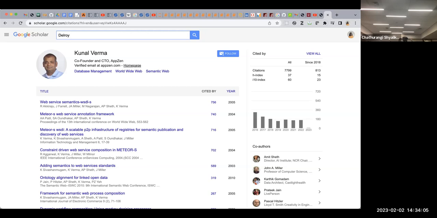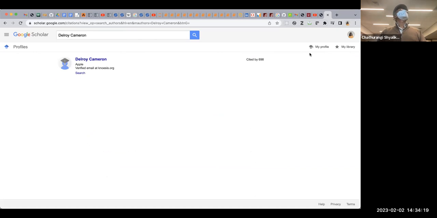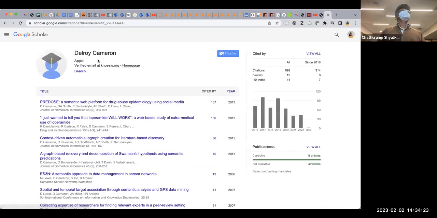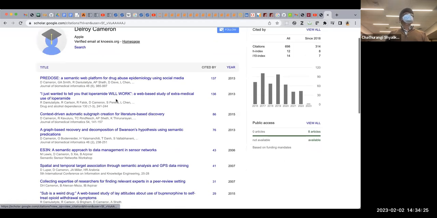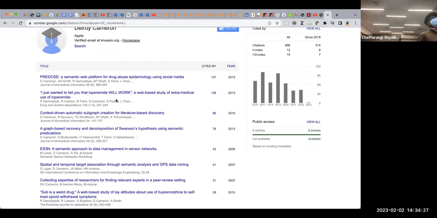Then the 15-year paper shows how they went, in 2012-13, to the use of knowledge graph. Right? So this is the paper that I talked about.